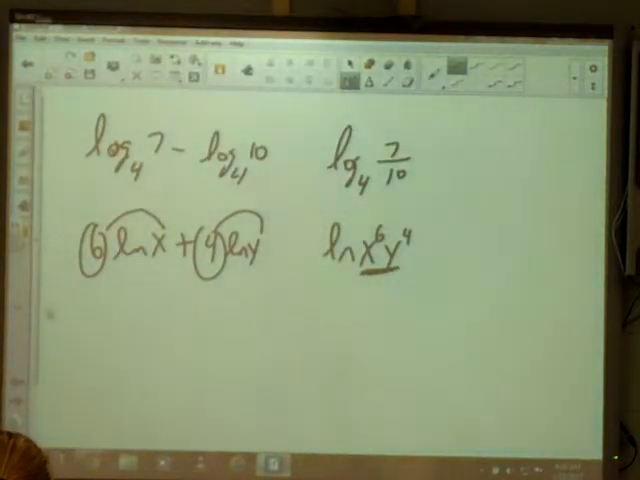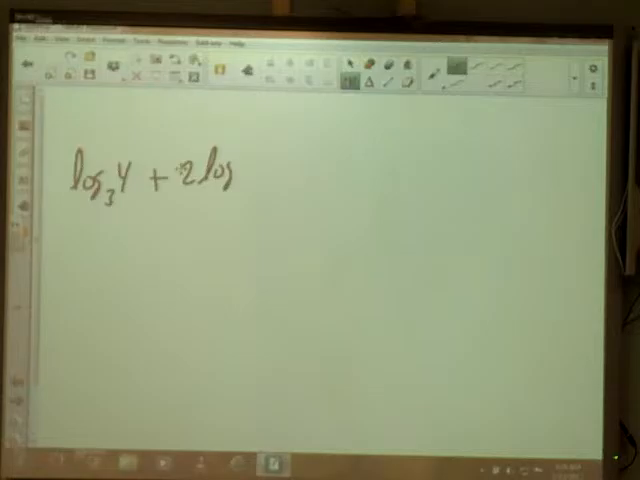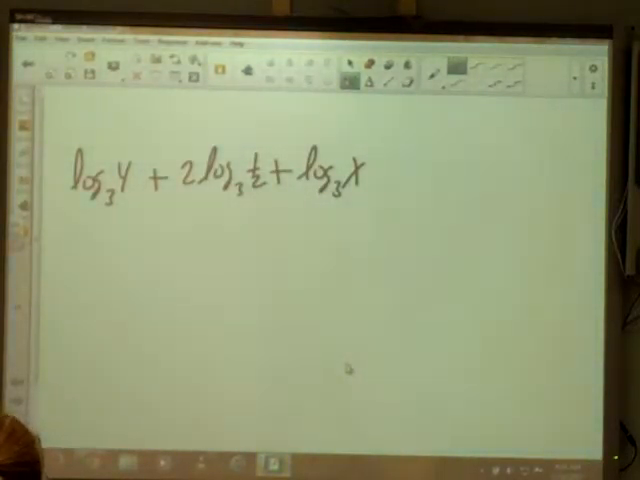Alright, if I had log base 3 of 4, plus 2 log base 3 of a half, plus log base 3 of x. That's a 4 on the first one. Log base 3 of 4 plus 2 log base 3 of a half plus the log base 3 of x. That's a lot.